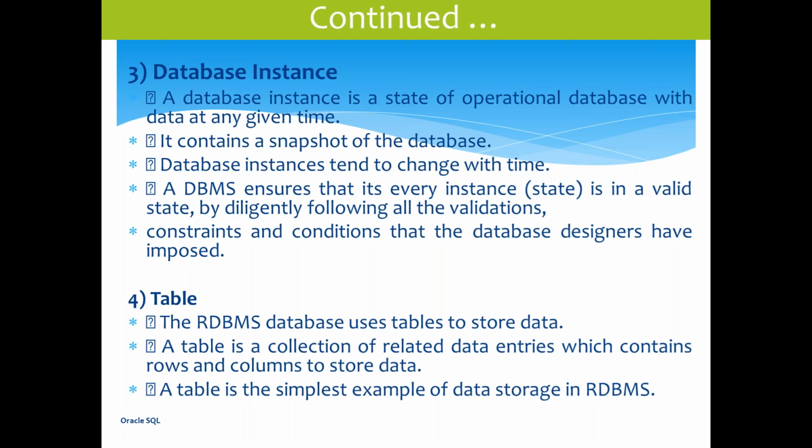Next, database instance. So we are entering into the database. Some instances are there, and we should know what those instances are. A database instance is a state of the operational database with data at any given time. So what is that instance? Anything we are working on under that database is one instance. Like a table is required, some information is required, then a schema is required, and in which state it is, disabled or enabled, all that information we can tell as one instance.